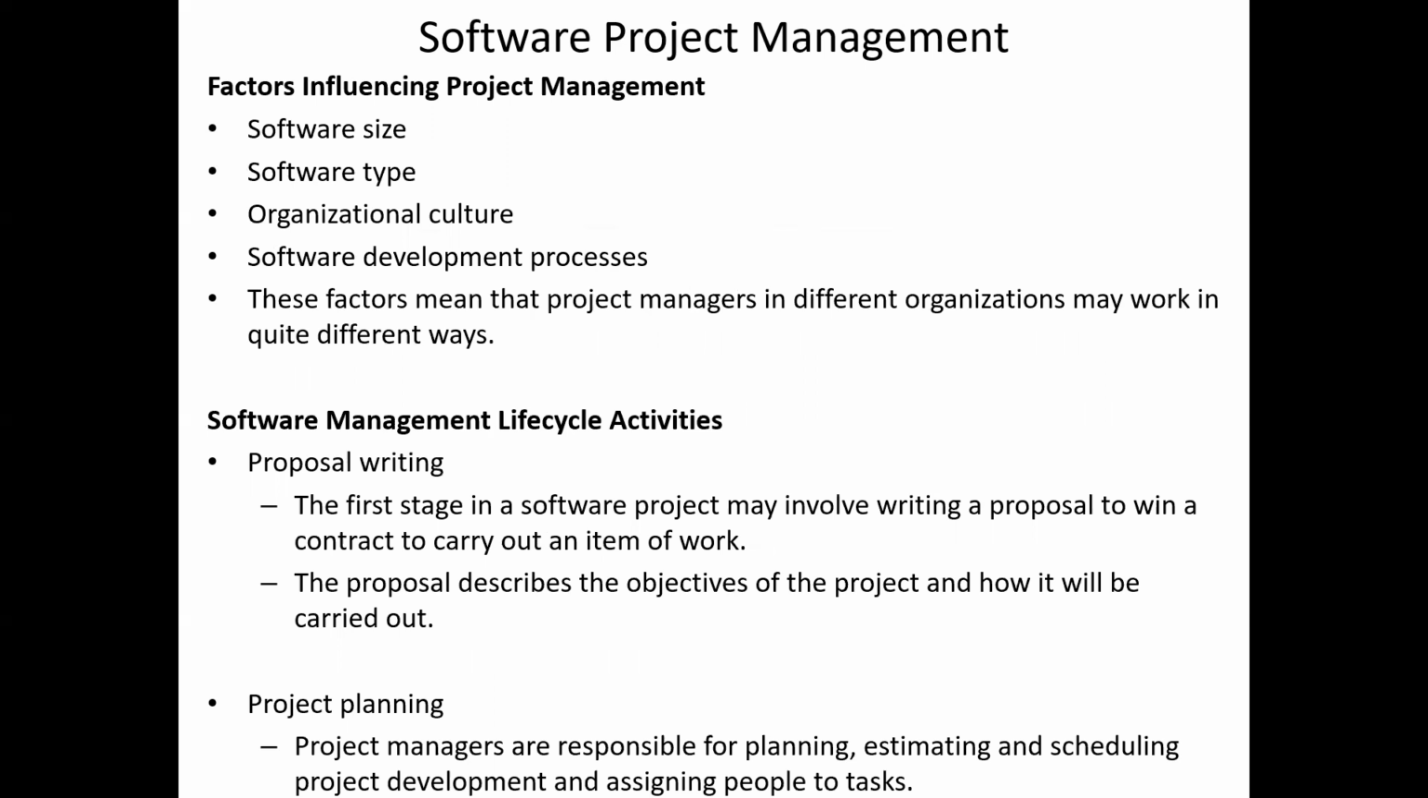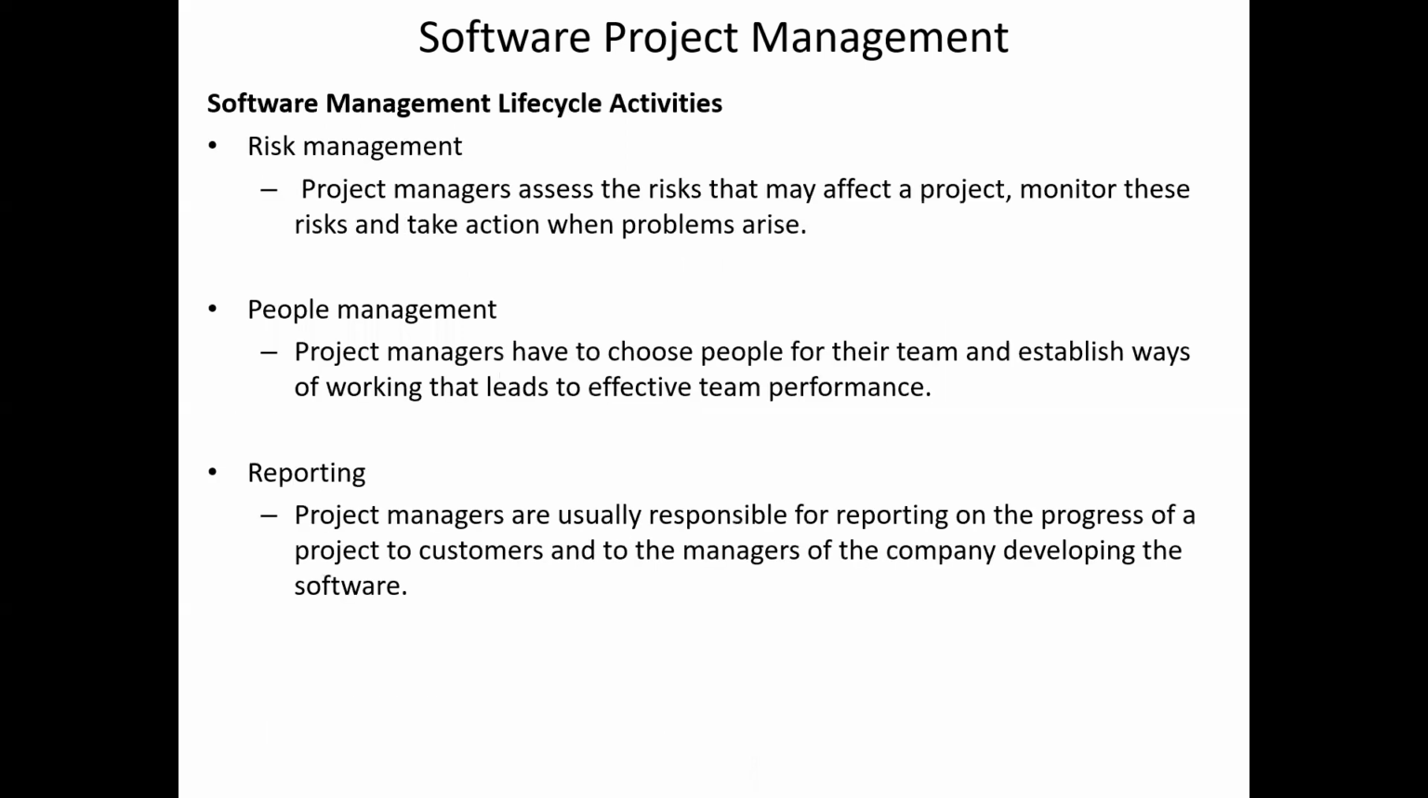So here are the software management lifecycle activities. First of all, we need to propose a plan by writing the proposal. This is the first stage of software project management, and the proposal describes the objective of the project we are developing, so it should be described in detail. Then project planning: the project managers are responsible for planning, estimating, and scheduling the project development, as well as assigning people to tasks. So this is the project planning phase.